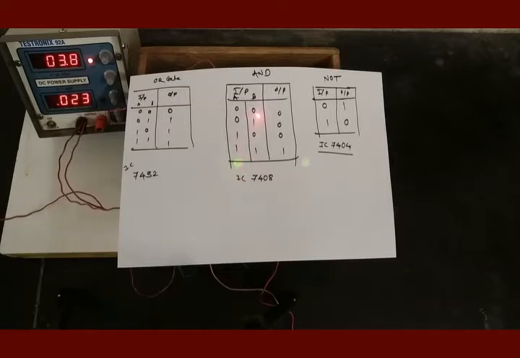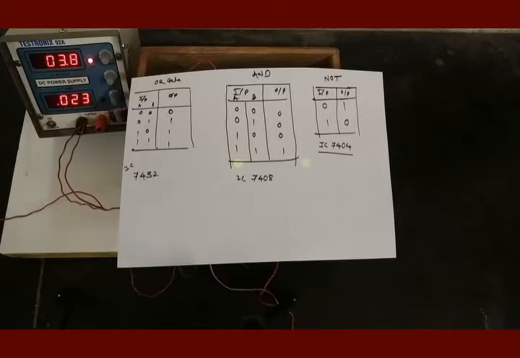This is the truth table for 2 input AND gate. Inputs A and B and corresponding outputs. This is the truth table for inverter or NOT gate. This column corresponding to input, this column corresponding to output.